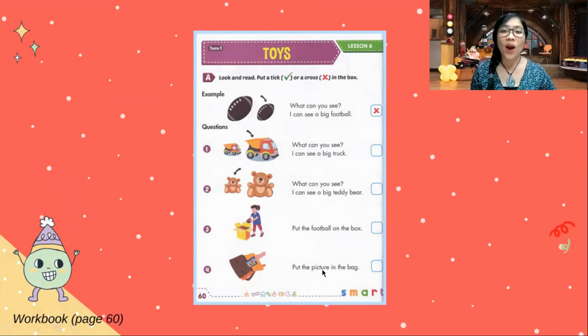Number one, what can you see? I can see a big truck. Tick or cross? Number two, what can you see? I can see a big teddy bear. Tick or cross? Number three, put the football on the box. Tick or cross? Number four, put the picture in the bag. Tick or cross? Look at the pictures carefully, okay?